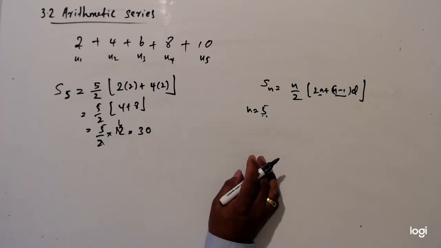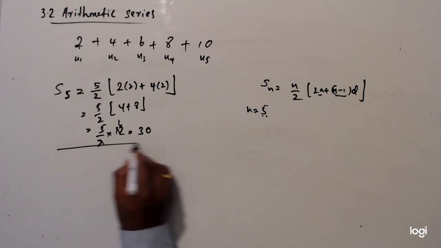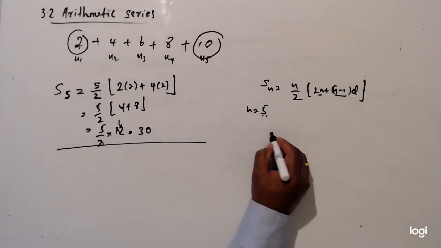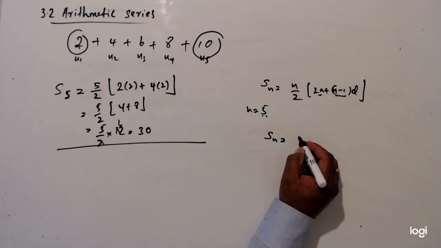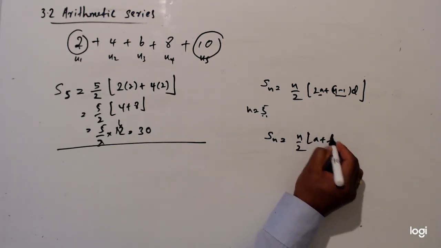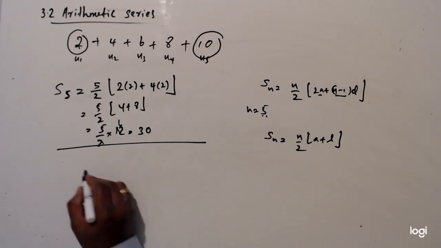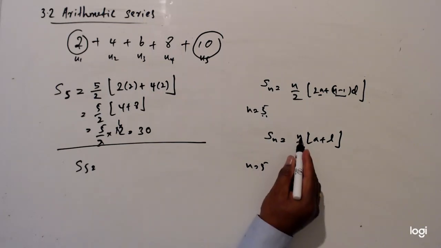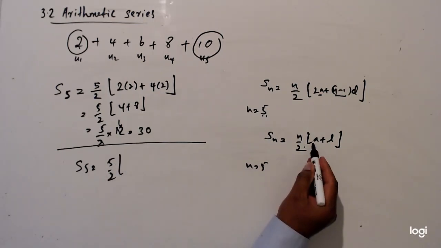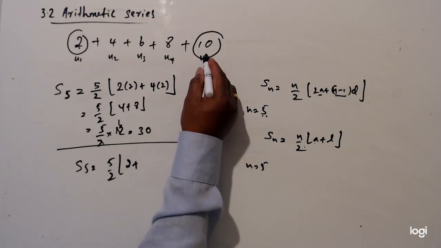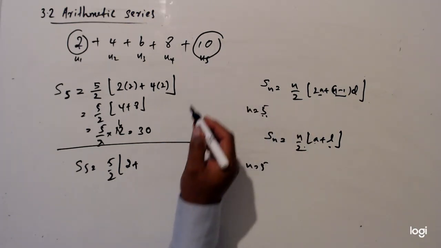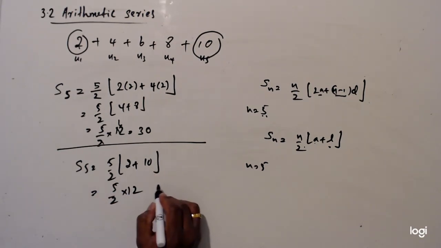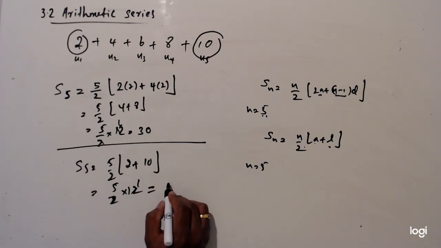Or, instead of this formula, I know the first term and I know the last term. So I can use Sn equals n divided by 2 times (a plus l). With n equal to 5, S5 equals 5 divided by 2, a is 2 and l is the last term, which is 10. So 5 divided by 2 times 12, 30.